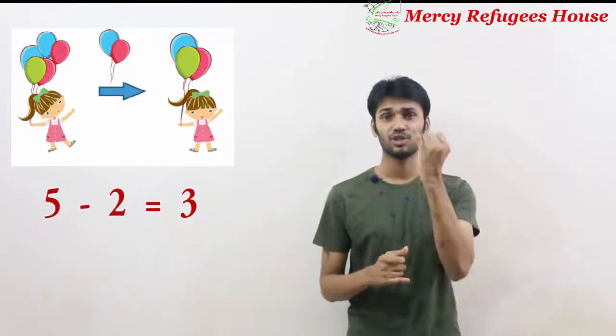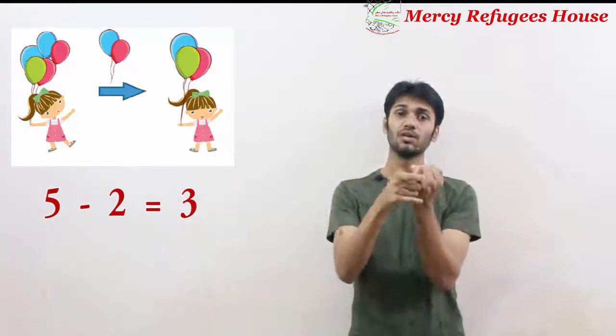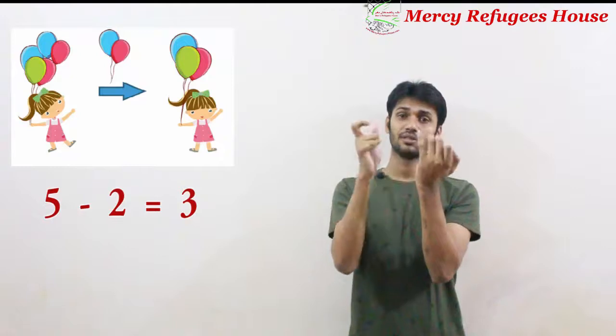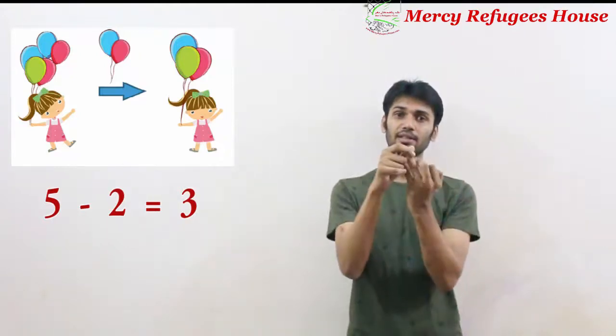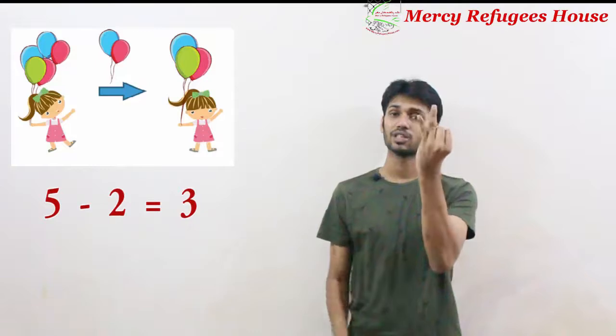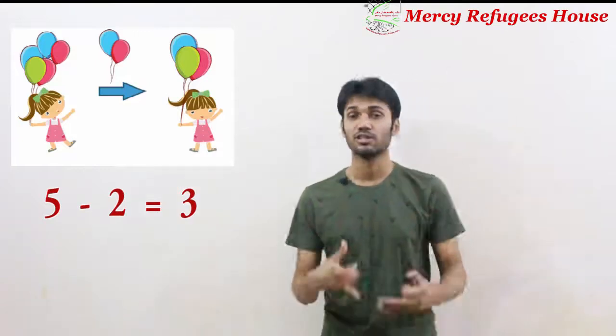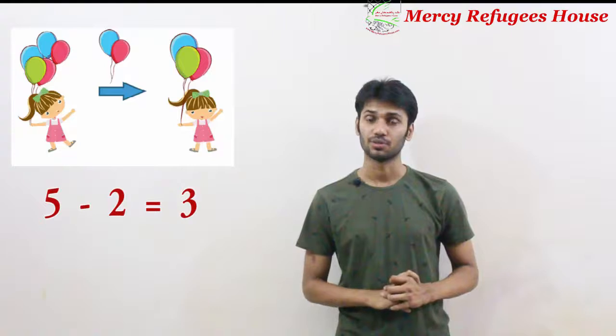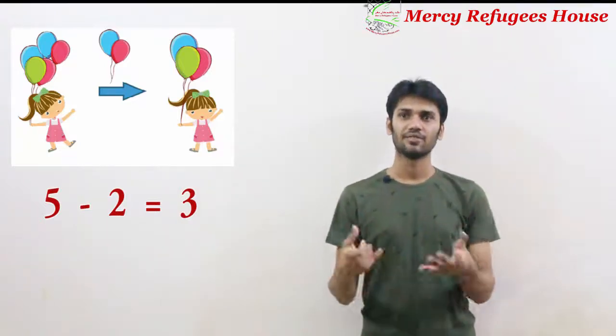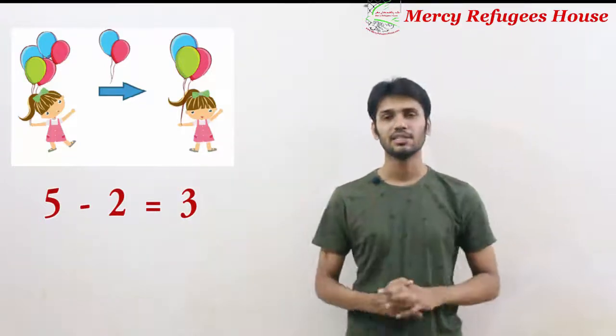This is how you're counting back 2. How many balloons flew away? 2 balloons. You're just counting back 2. 4, 3. I have 5. I'm going to the previous version of 5. It's 4 and then I get 3. I'm just flying away 2 balloons. These are the ways of getting the subtracted version. Now look at this. It's saying 5 minus 2. We are getting 3.